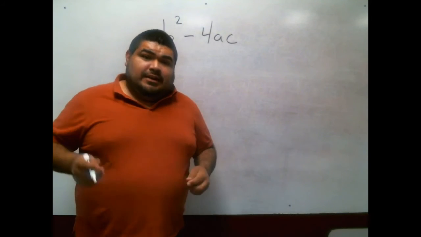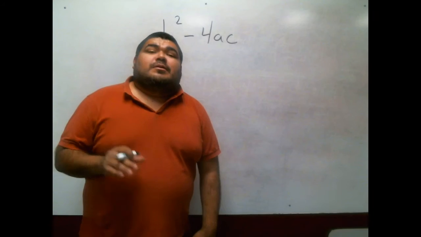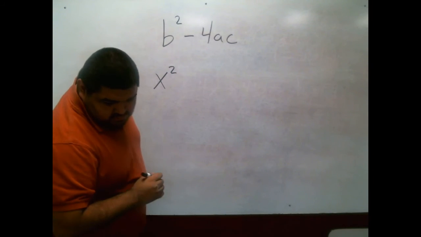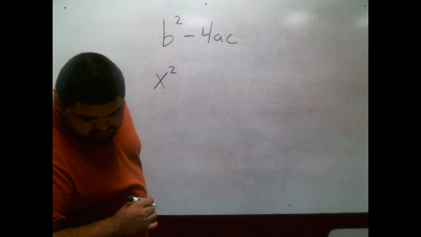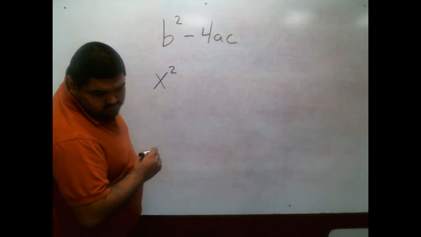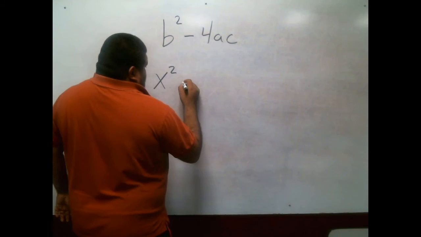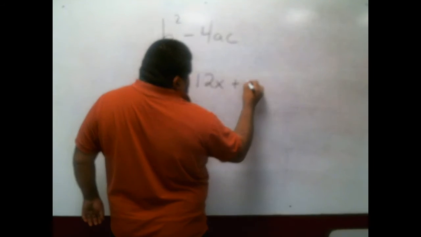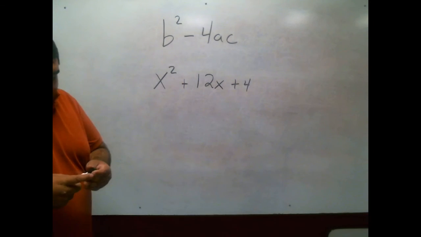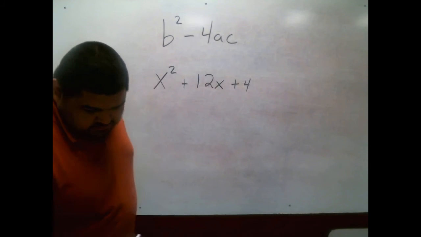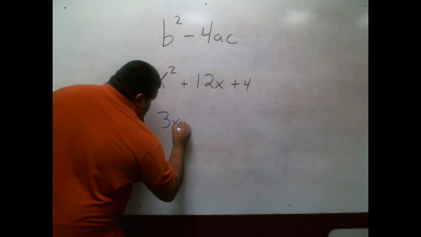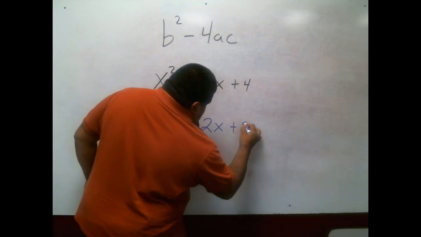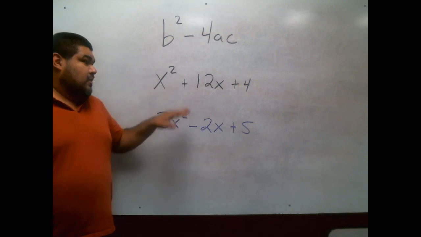The assignment for today is, again, finding the discriminant of the following problems. The first one is x squared plus 12x plus 4. The second one is 3x squared minus 2x plus 5. Remember, you're finding the discriminant on both of these problems.